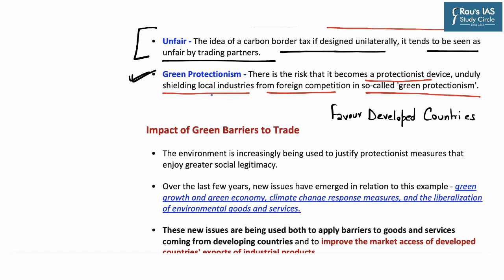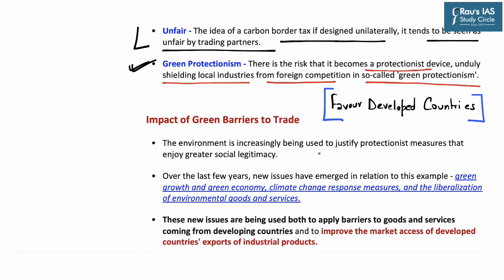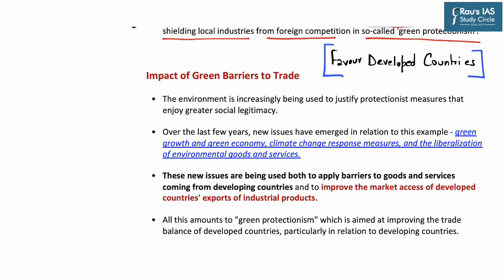So it has been argued that green protectionism can be used to favor developed countries at the cost of developing countries, and they can also act as barriers to trade for developing countries. So regarding the impact of green barriers to trade, it says that environment is increasingly being used to justify protectionist measures that enjoy greater social legitimacy.